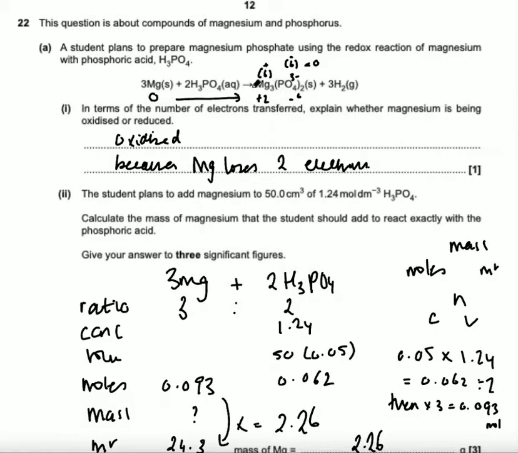But the easy one to note is that magnesium is in group 2, and therefore it will have a charge of +2. We have gone from 0 to +2, therefore it's been oxidized, because OIL RIG: oxidation is loss of electrons, reduction is gain. And we say this because magnesium has lost 2 electrons.